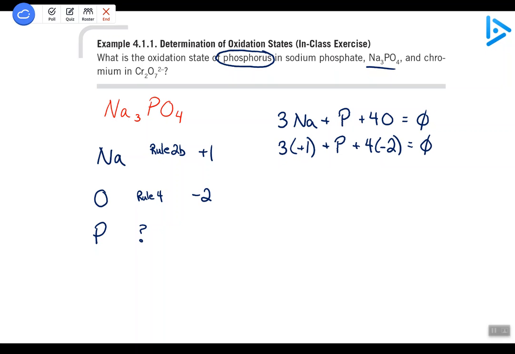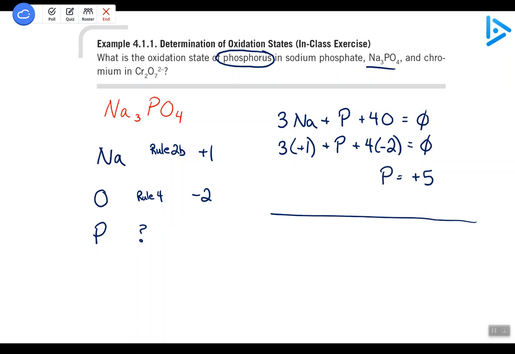Isolate for phosphorus, therefore, phosphorus must be +5. 4 times -2 is -8, +3 is -5. Move that -5 to the other side of the equal sign, we get +5.